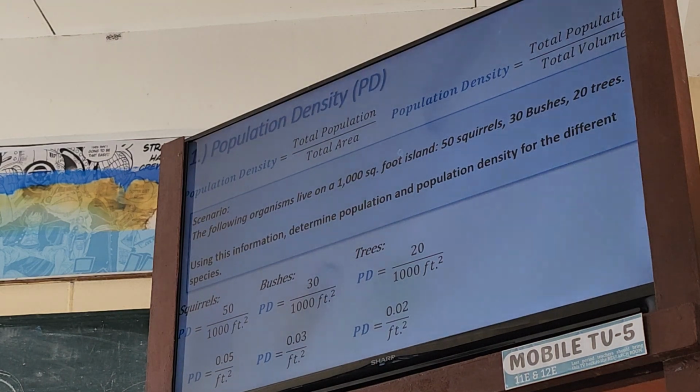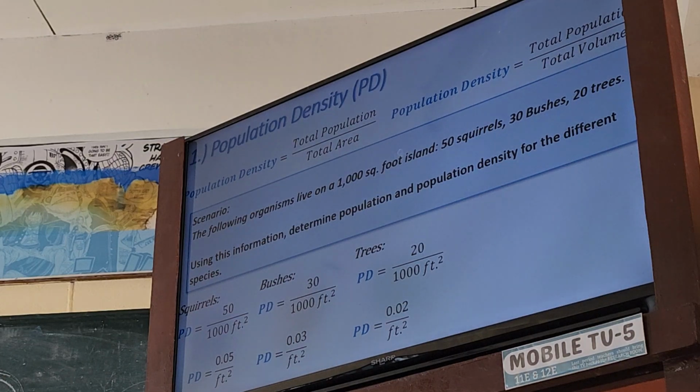Di ba, you were practically asking me earlier, where is the unit on a picture? So you have to go back to what exactly you're solving. Isn't it that you're solving for these different organisms per square footage? So ibig sabihin, if there's 0.05 squirrel per square foot, what does that mean? Is it possible to have 0.05 of a squirrel?